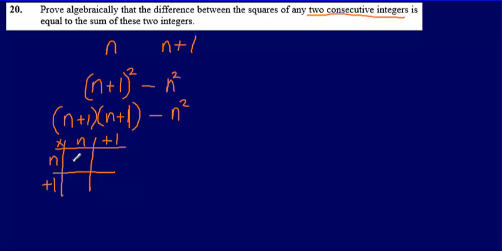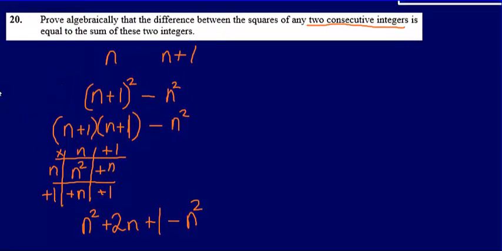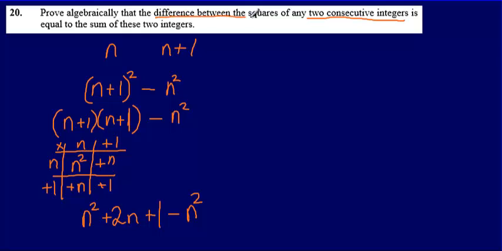N multiplied by n will give me n squared. N multiplied by 1 gives me positive n. N multiplied by 1 gives me n as well. And then 1 multiplied by 1 just gives me 1. So now I can say that this term here, n plus 1 all squared, I'm going to write as n squared plus 2n plus 1, minus n squared. So that is an expression for the difference between the squares of two consecutive integers: n squared plus 2n plus 1 minus n squared.